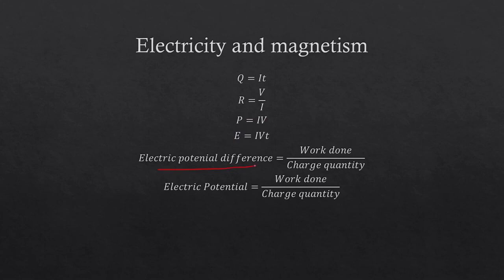And potential difference and electric potential, basically voltage, is equal to work done by charge quantity, which basically means joules per coulomb.